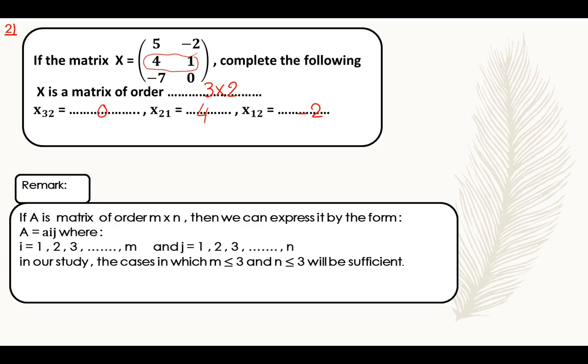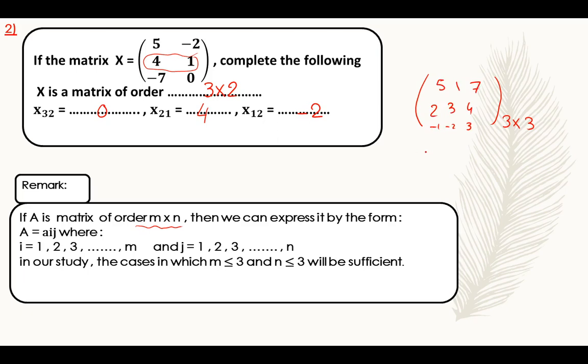What does this mean? If A is a matrix of order m times n, this is the order of the matrix. The maximum matrix we will deal with is a matrix of order 3 times 3, so it consists of 3 rows and 3 columns. For example, 5, 1, 7, 2, 3, 4, -1, -2, and 3. This is a matrix of order 3 times 3.